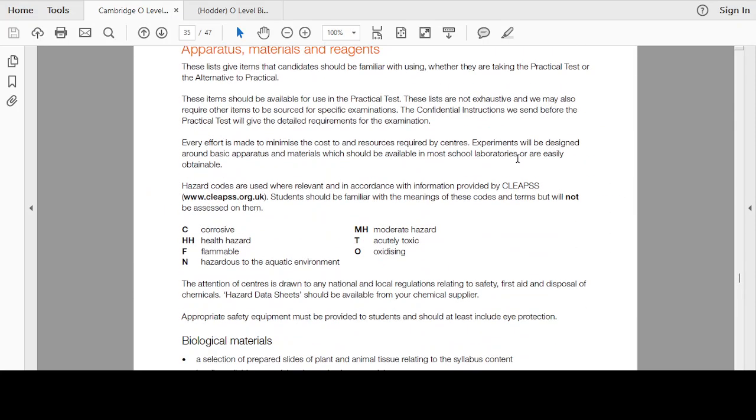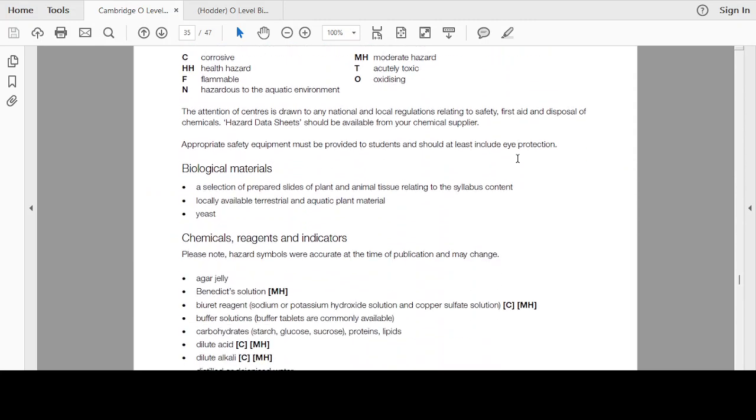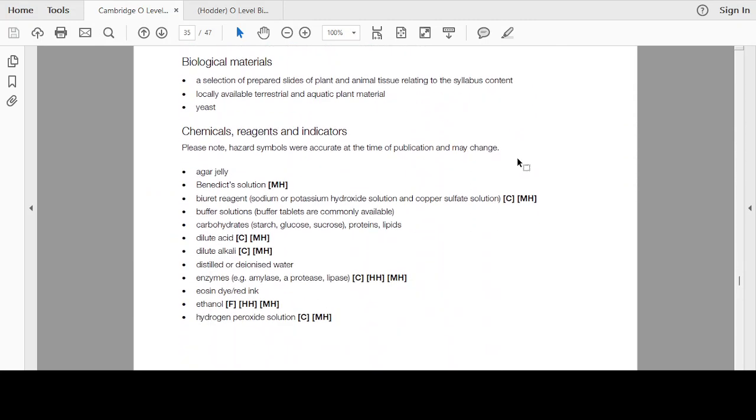Okay, now this I'm not going to read in detail. Apparatus, materials, and reagents. Here's a list of, right, biological materials, chemical reagents. So a selection of prepared slides of plant and animal tissue, locally available terrestrial and aquatic plant material, yeast. So these are things, right, that you might come across in the paper. Again, if there was a practical, then you might have to deal with these in the lab. For the alternative to practical, there might be questions about these.